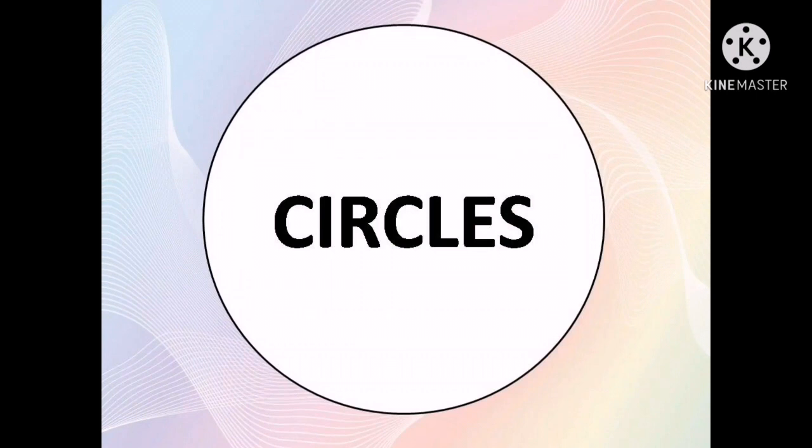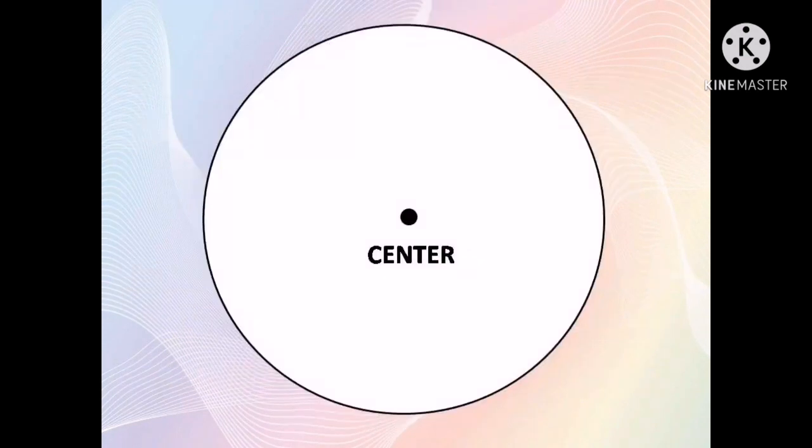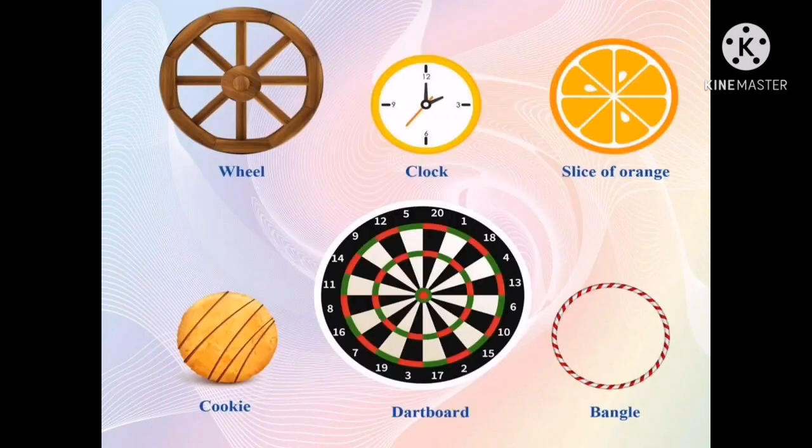So now, ready na ba ang tanan? Okay, let's first define circle. The word circle is derived from a Greek word that means hoop or ring. In geometry, a circle is defined as a closed two-dimensional figure in which the set of all the points in a plane is equidistant from a given point called center. So this is a circle. The following are examples of circles that we can see around us.